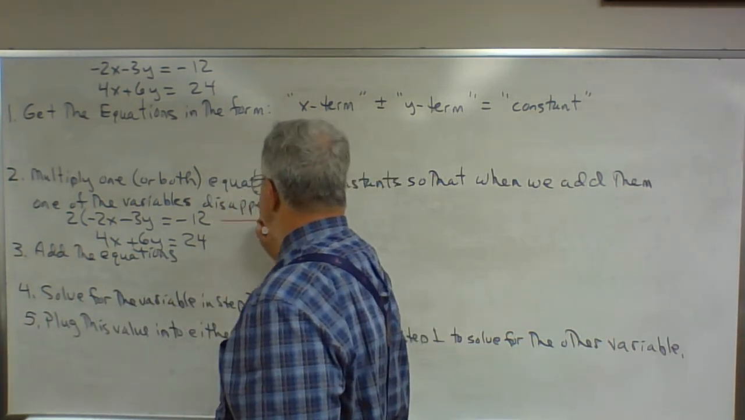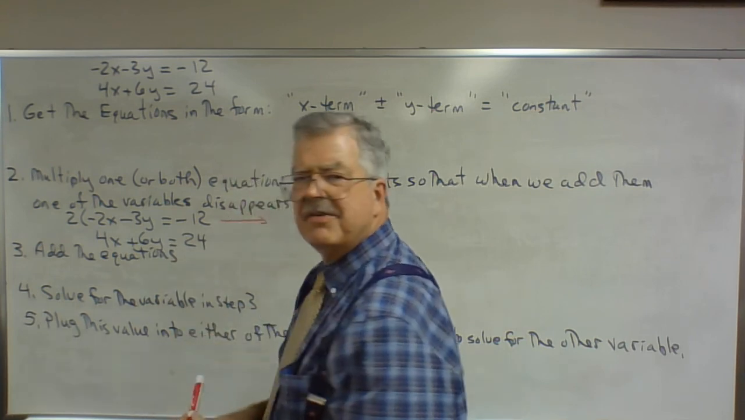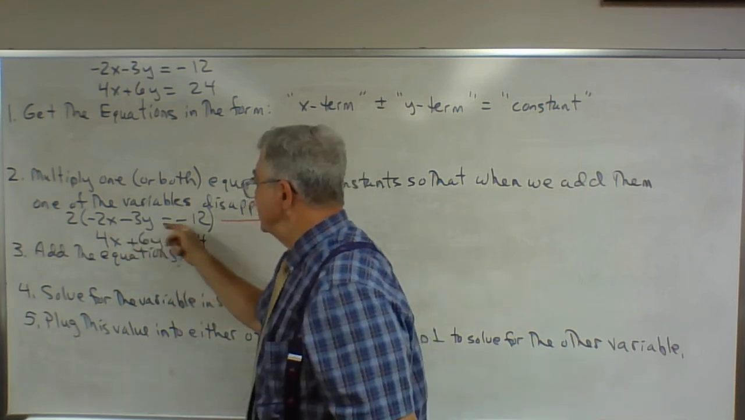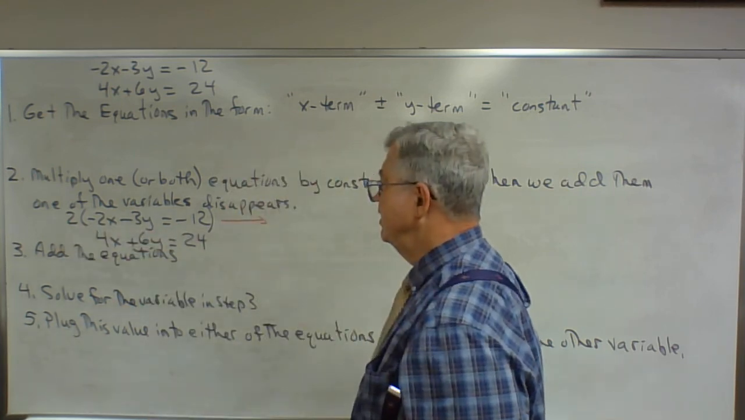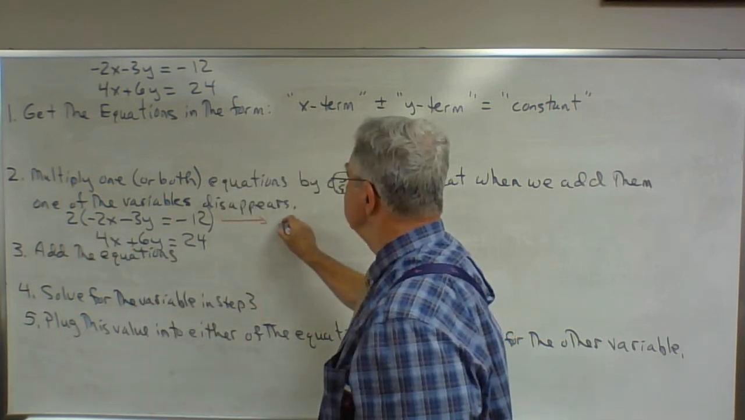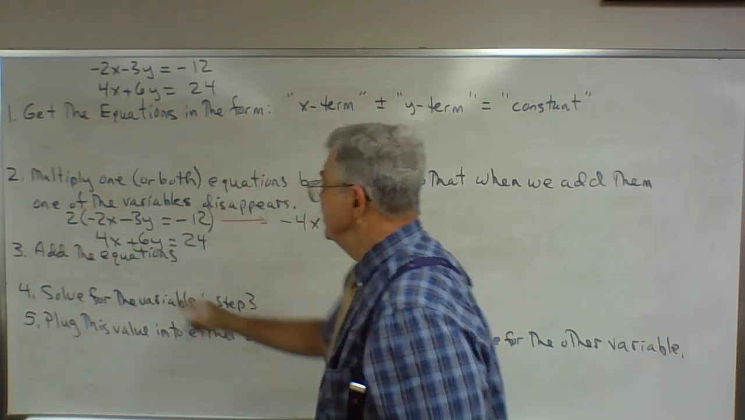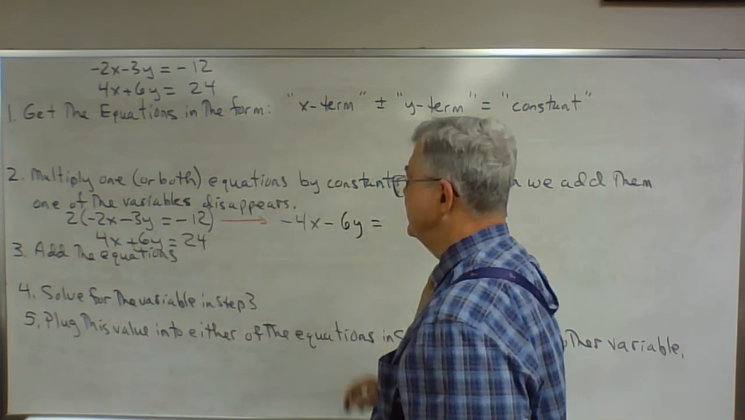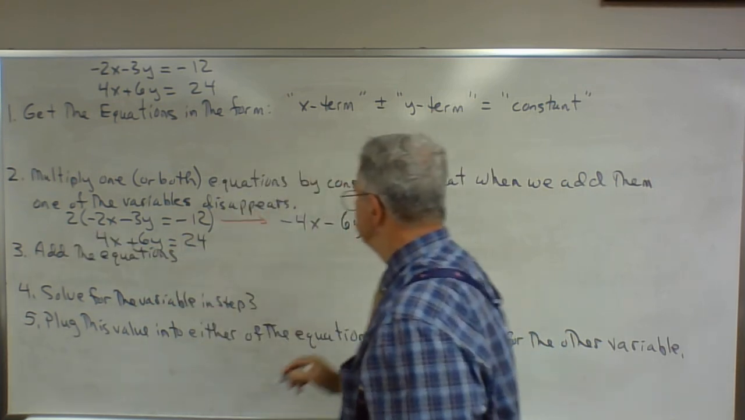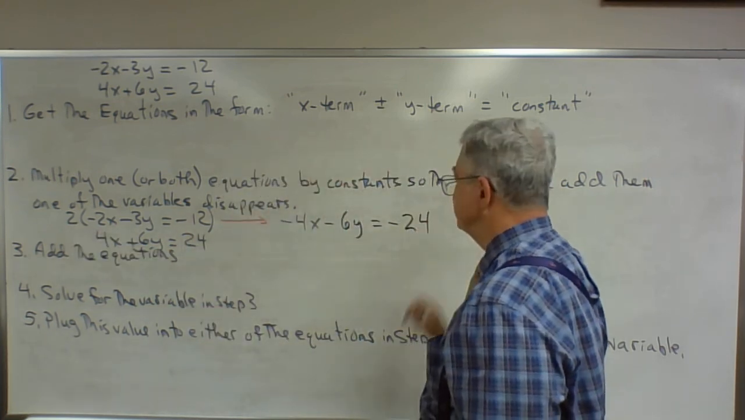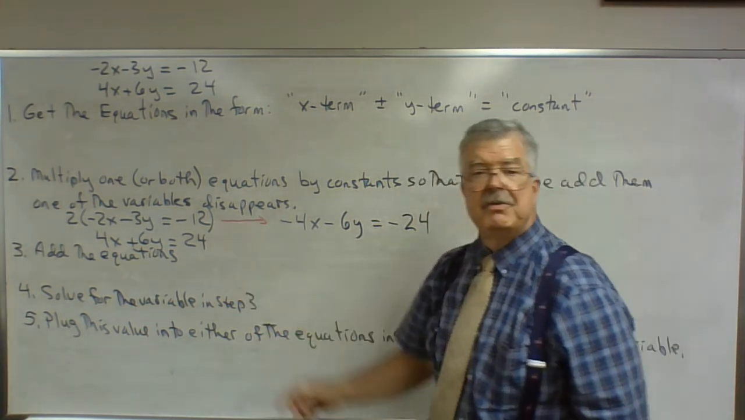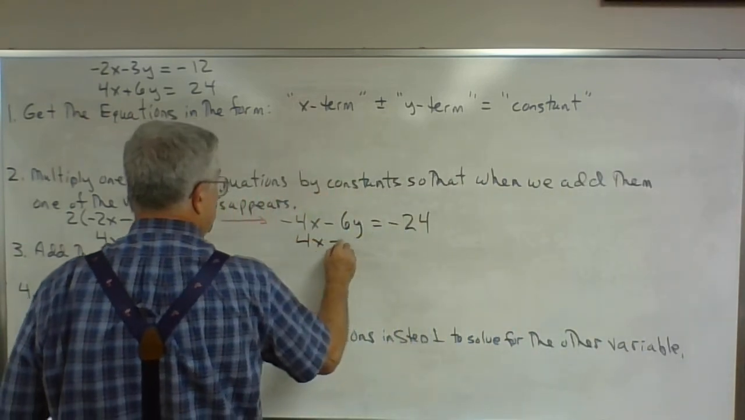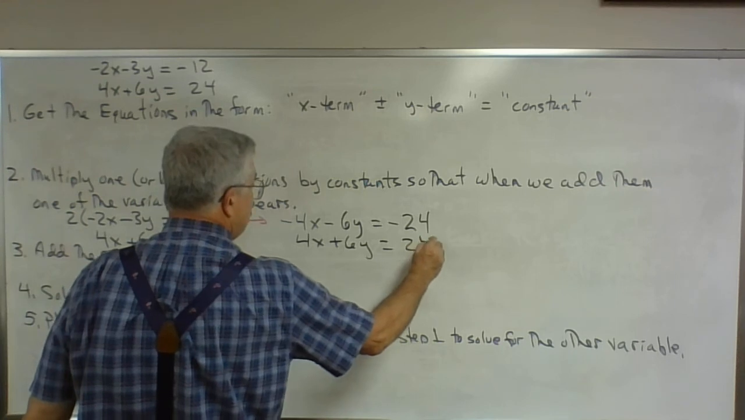Okay, let's multiply that top equation. I forgot my parentheses, forgive me. There we go. We're multiplying this equation by 2. 2 times negative 2x is negative 4x. 2 times negative 3y is negative 6y. 2 times negative 12 is negative 24. And the second equation we'll just copy down as it is. 4x plus 6y equals 24.